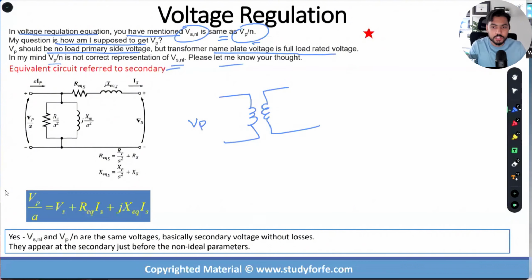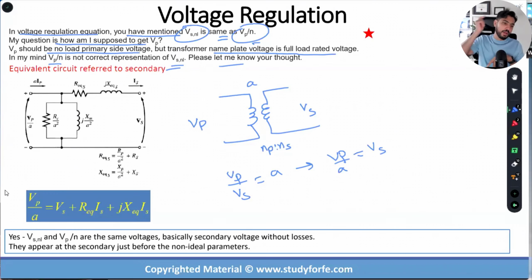I apply a primary voltage. We have turns NP and NS. The turns ratio is A. I get VS. You agree with me that VP by VS is equal to A, correct? Which means that VP by A is equal to VS. So far, so good. Any issues here? This is called learning things from first principles. Take a step back, go back to square one, and start working through there.